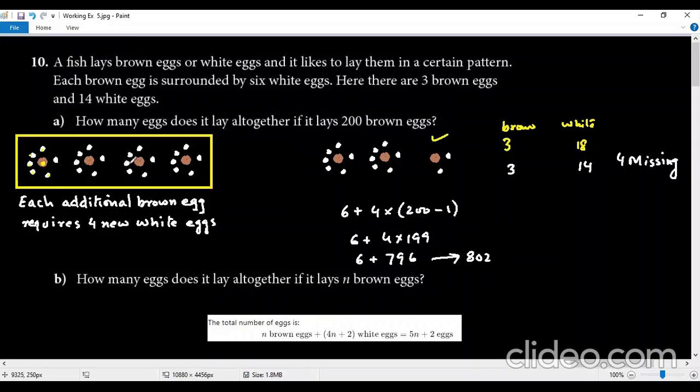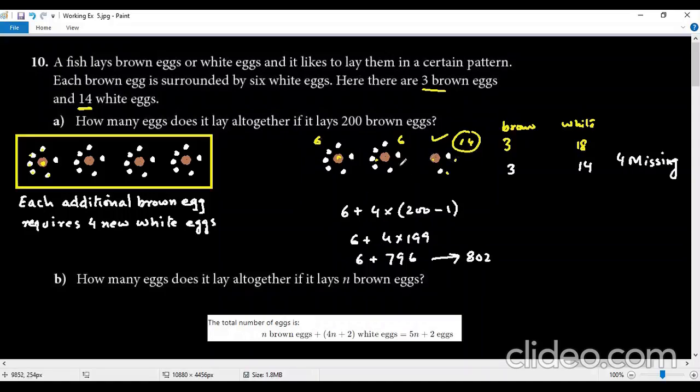Now it says 3 brown eggs and 14 white eggs. So what does it mean? It means that it is 1, 2, and 3 brown eggs, and instead of 18 white eggs it has only 14 eggs. So please be reminded with this one is 6 white eggs and this one is 6 white eggs, 12, and plus 2 giving you 14, which is according to the question over here. Now there are missing 4 eggs. It has to be 18, but there are at the moment 14 eggs.